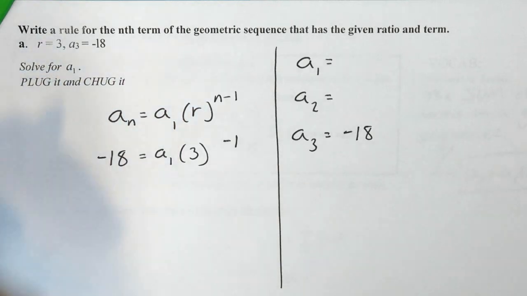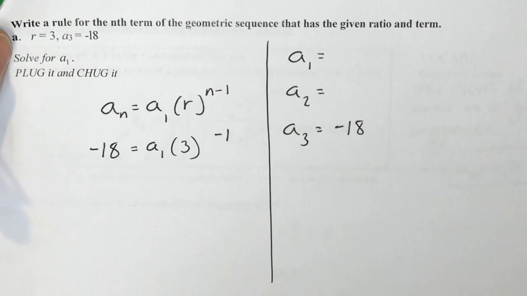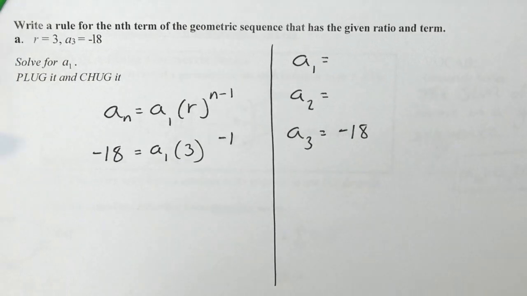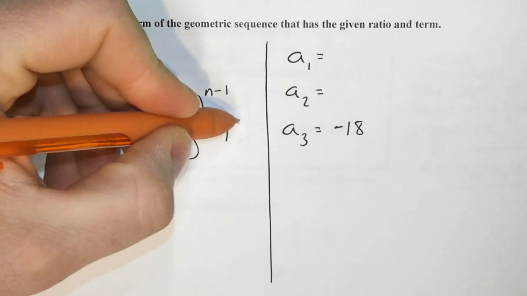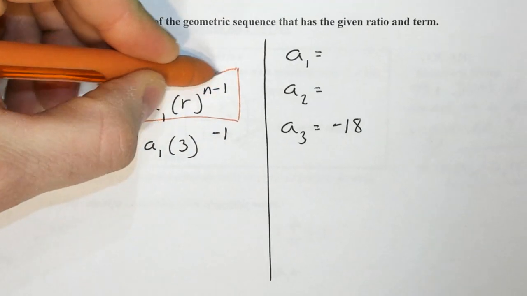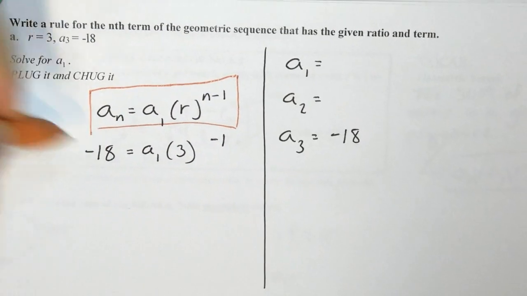So now I have two different ways to solve this problem, and I want to show them both to you. And you get to pick which way you like the most. So the first way is very formula-based. So we have our formula right here: an is equal to a1 times r to the n minus 1. This is the same formula that we got in the first video right here.